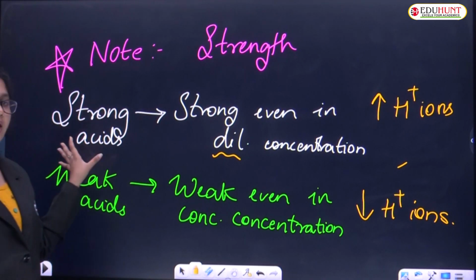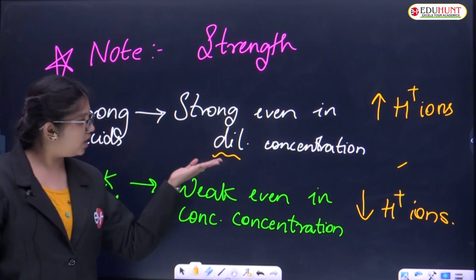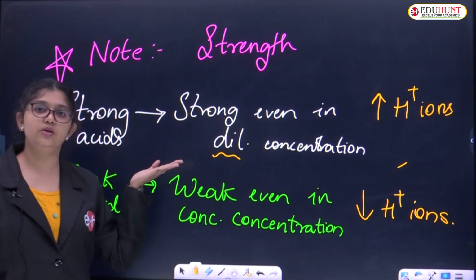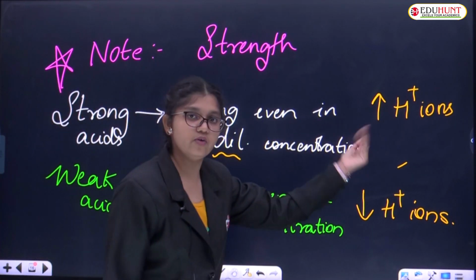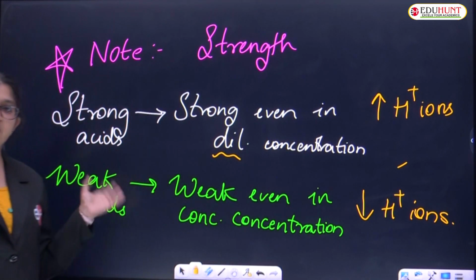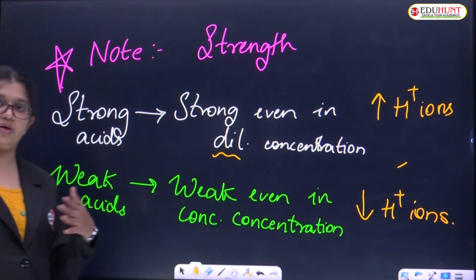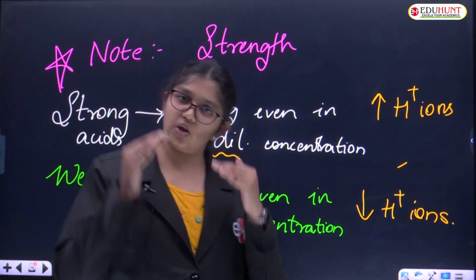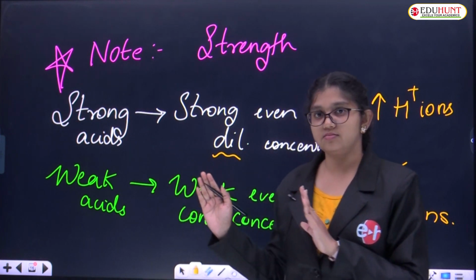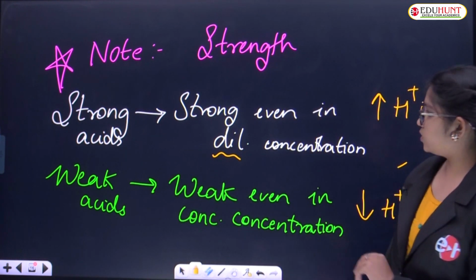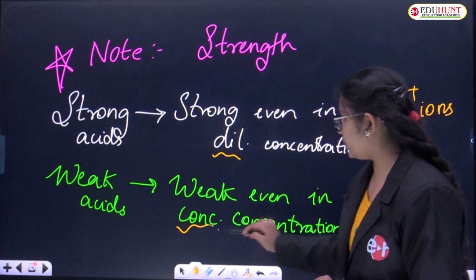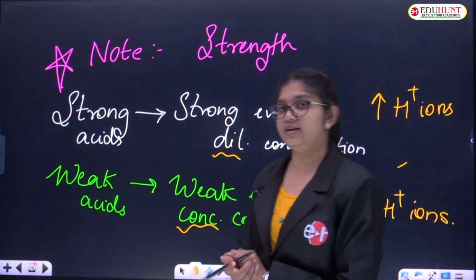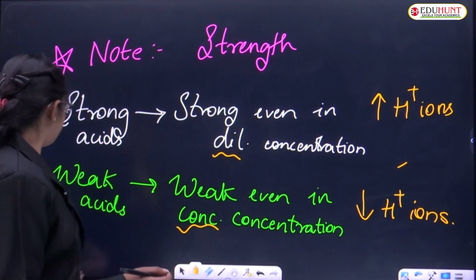Strong acids are strong even in dilute concentrations. They are strong always because they produce a high amount of H plus ions. What about the weak acids? Weak acids are weak everywhere because they produce lower amounts of hydrogen ions. So this is the main classification, and if you observe it, you can understand clearly. This is all about the fourth classification.